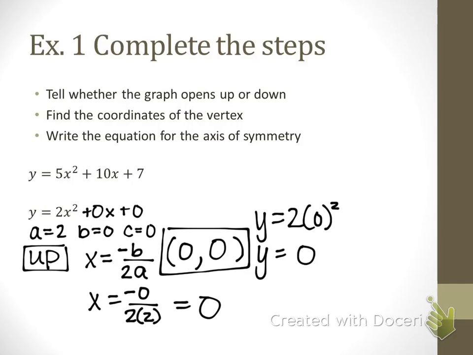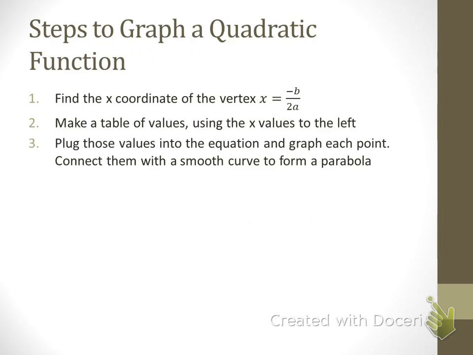And let's find the equation for the axis of symmetry. In order to find the equation for the axis of symmetry, I look at my vertex and I say my axis of symmetry is just the x value of the vertex. So I'm going to write x equals 0. Okay? That's how you would find those three parts. Now, let's move on to the fun part, which is graphing.